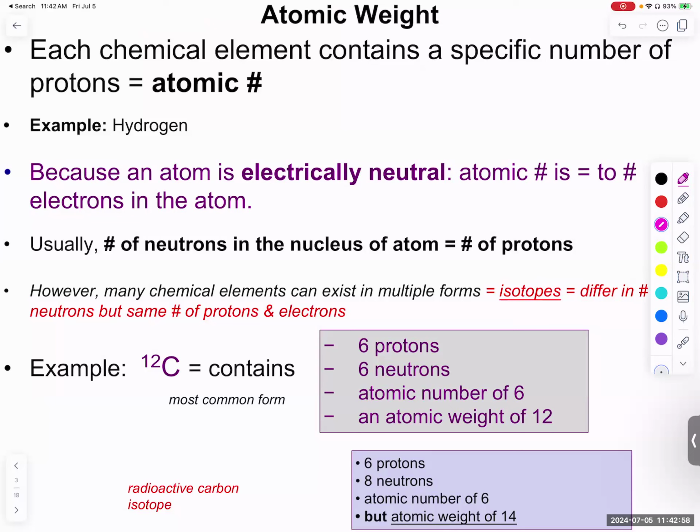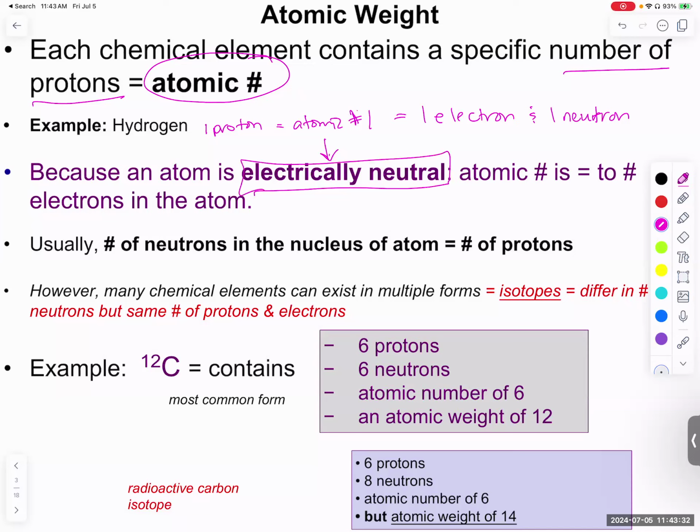The atomic weight is equivalent to the atomic number, and the atomic number is equivalent to the number of protons in the element. So example, hydrogen, again, it has 1 proton. So it's going to have atomic number 1. It's also going to have 1 electron and 1 neutron. Okay, so that would be an example of hydrogen. This is an electrically neutral element because it has 1 proton, 1 electron, 1 neutron.